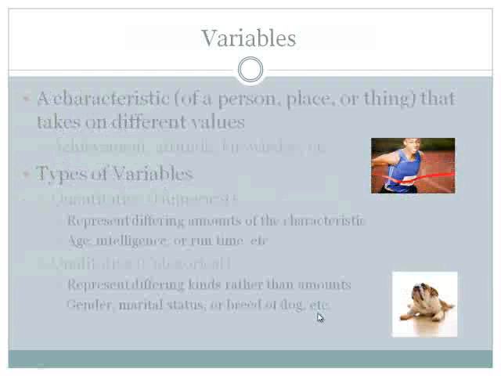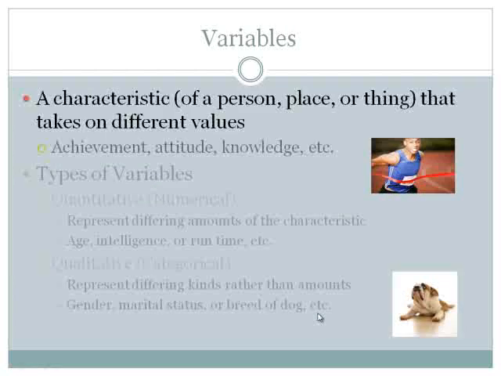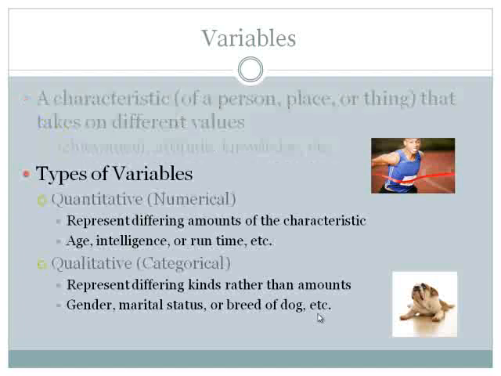Okay, let's talk a little bit about variables. A variable is the characteristic that you are measuring, so things like achievement or knowledge. Variables can be divided into two types. The first one is quantitative, the second one is qualitative. Quantitative variables imply that there are differing amounts of whatever it is that you are measuring, like runtime or speed. Qualitative variables indicate that there are different kinds rather than different amounts. So if we were talking about the different breeds of dogs. So qualitative is also referred to as categorical.